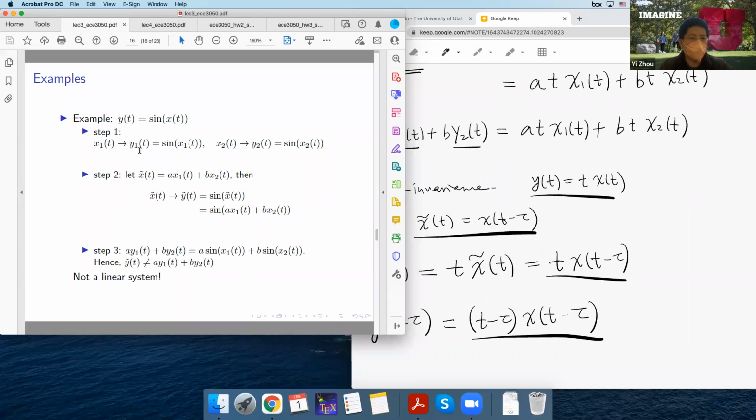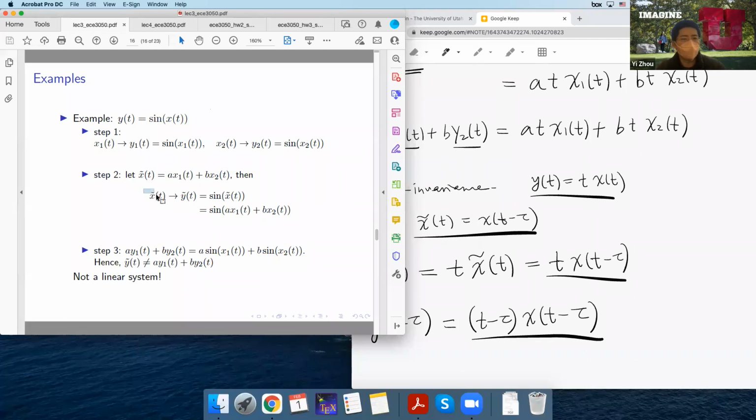We have these two pairs. Step one, we generate two pairs of input and output signals. y1 is sine x1, y2 is sine x2. Step two, we create a linear combination of these two inputs x1, x2. So we define x tilde as the linear combination. And then we need to obtain the corresponding y tilde. So by the system equation, y tilde is sine x tilde, right?